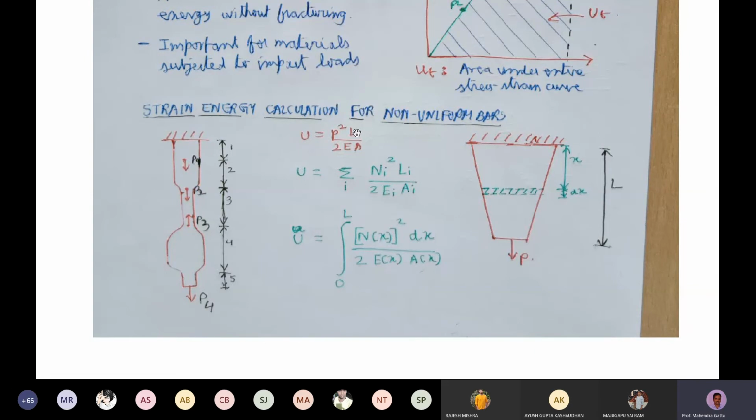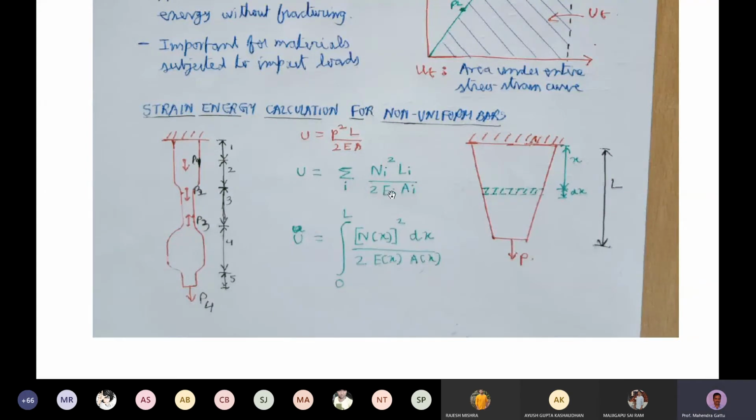So we'll have sigma. Sigma means summation, and we'll have Ni square. Ni is the axial force, L is the length of the segment, E is the modulus of the segment, A is the area of the segment. So we'll replace this formula by this summation, Ni square Li by 2 Ei Ai for that particular segment. Okay. So we'll calculate this term for each segment and then add them up and get the total strain energy.